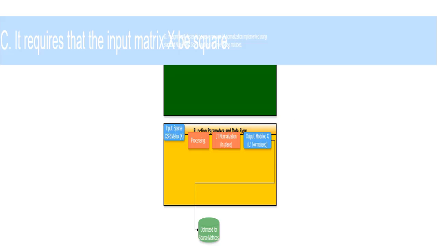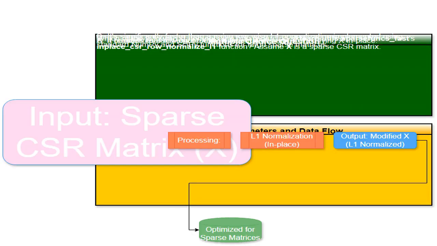This section describes what the function takes as input and what it produces as output. Think of it like a recipe. It lists the ingredients, input, and the finished dish, output. The function starts with a special kind of matrix called a compressed sparse row, CSR, matrix. This is a clever way to store matrices with lots of zeros, making calculations much faster. X represents this input matrix.